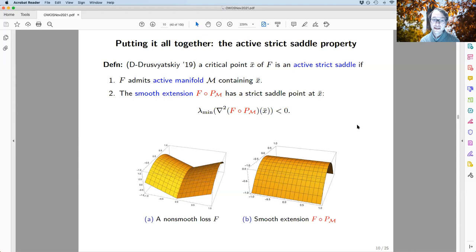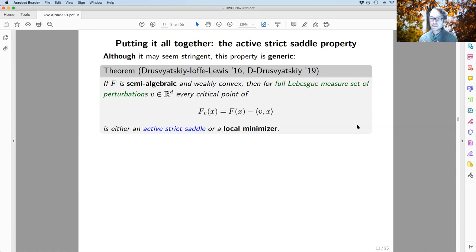And so our model for thinking about that problem is to ask whether it holds for, let's say, a generic function. And so what we're able to show is that if your function f is semi-algebraic or more generally from the tame class of functions and weakly convex, then for almost all tilts of the function, so if you take the function and tilt it in any one direction, the tilted function has a very nice critical point structure in the sense that every critical point either has this activity with the active manifold and the negative curvature, or it's a local minimizer of the function.